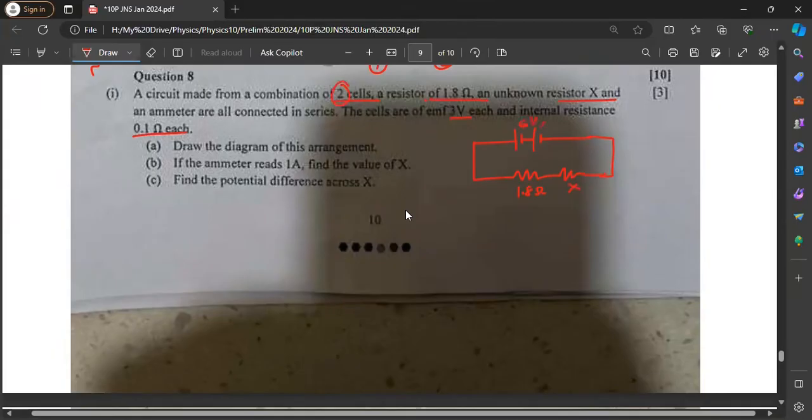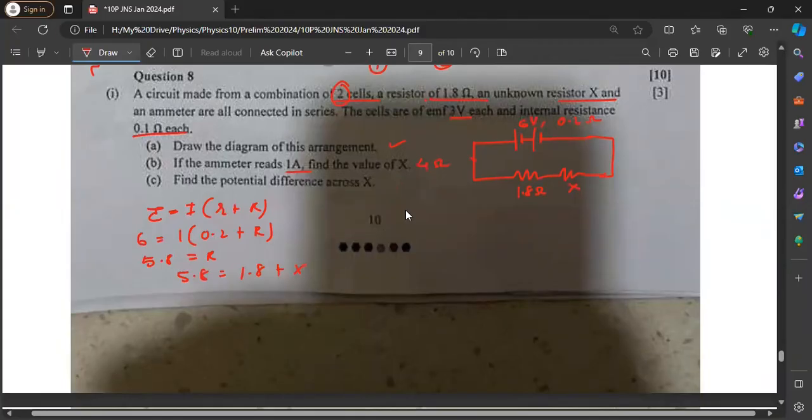Now there are two cells of 3 volt each. So that will be 6 volt. And their internal resistance also will get added because the cells are in series. So that is 0.2 ohm. So draw the diagram. If the ammeter reads 1 ampere, so E is equal to I into small r plus big R. So this is 6 volt, this is 1 ampere, this is 0.2 plus R. So therefore, R will be equal to 5.8. Now 5.8 is equal to 1.8 plus X. So X will be equal to 4 ohm.